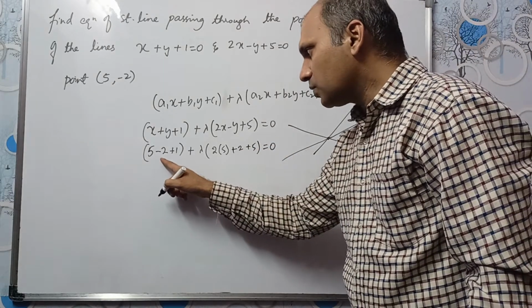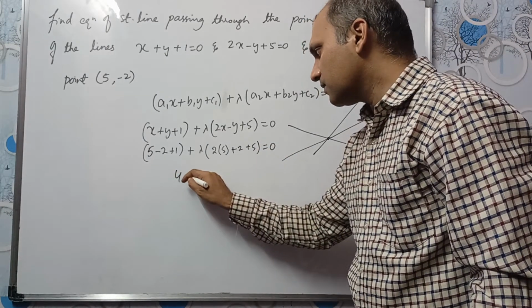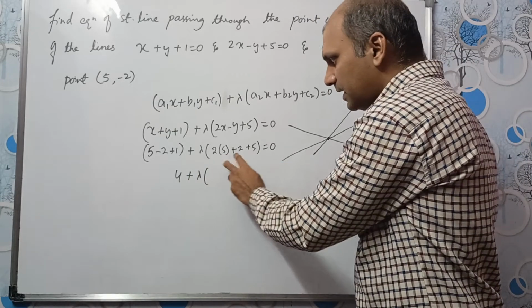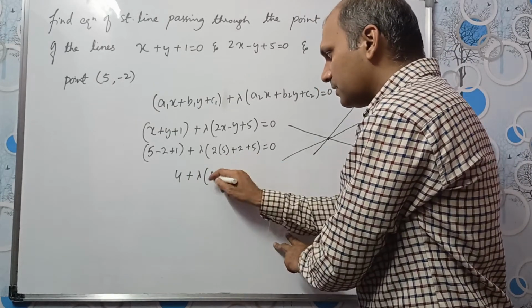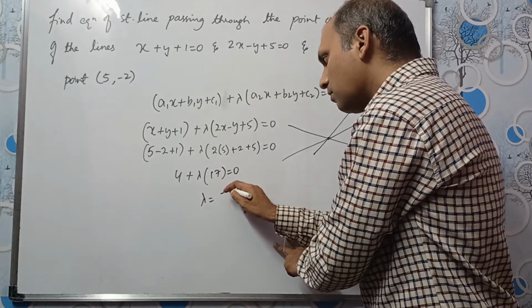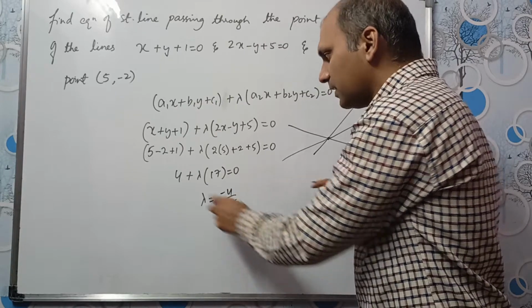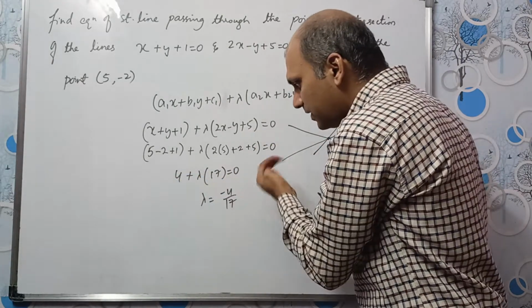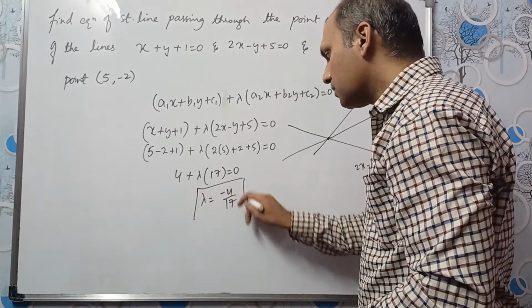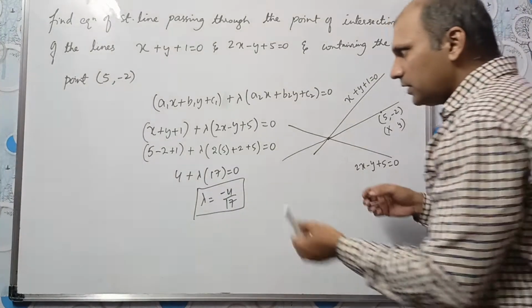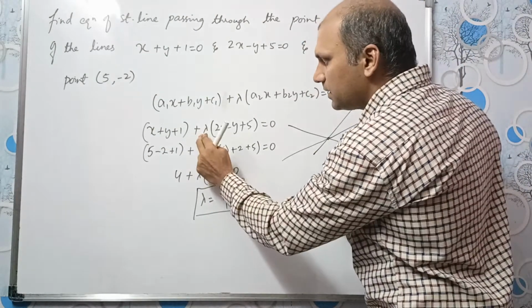So 5 minus 2 is 3, 3 plus 1 is 4. So this is 4 plus lambda times 10, 2 fives are 10, and 7, 17, is equal to 0. So 4 plus 17 lambda is equal to 0. Minus 4 will go to this side and 17 will go to the other side, it will divide. So the value of lambda is equal to minus 4 by 17.